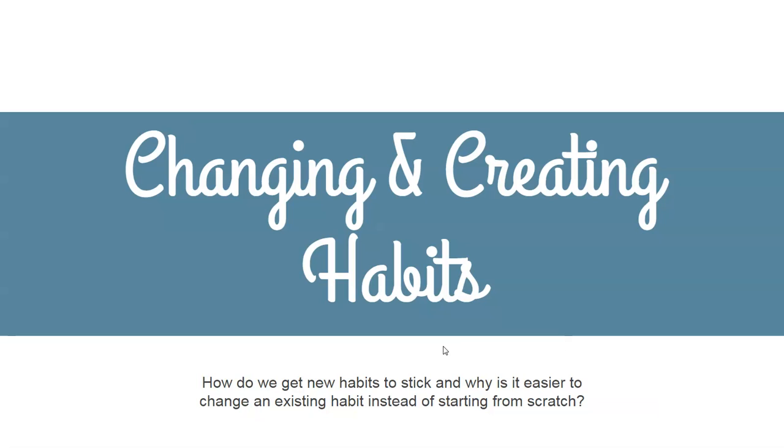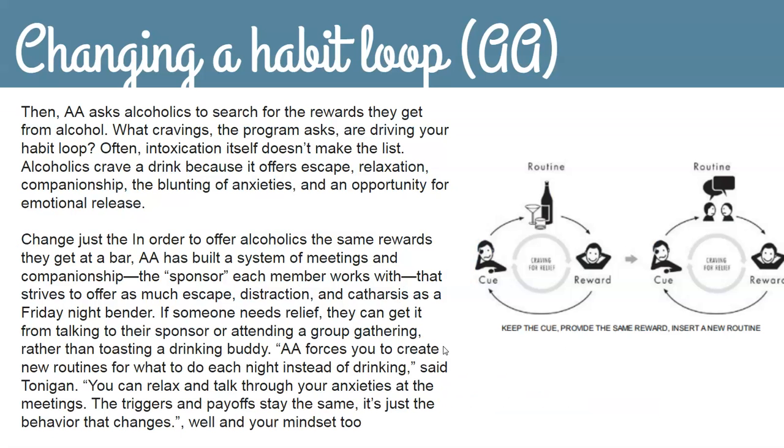So when it comes to habits, it's really hard to create new habits. It's a little bit easier to change an existing habit. So we're going to go ahead and take a look at that. So this example is about changing an existing habit. And this is actually very difficult. It's difficult to quit drinking. This example is about AA and alcoholics.